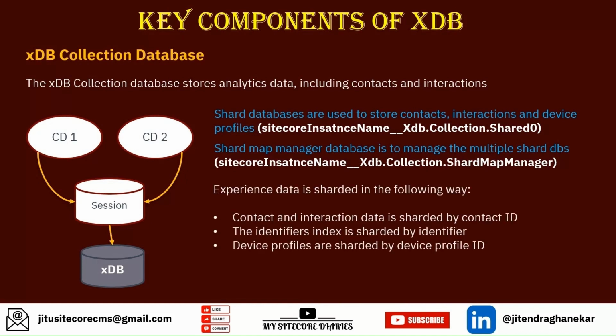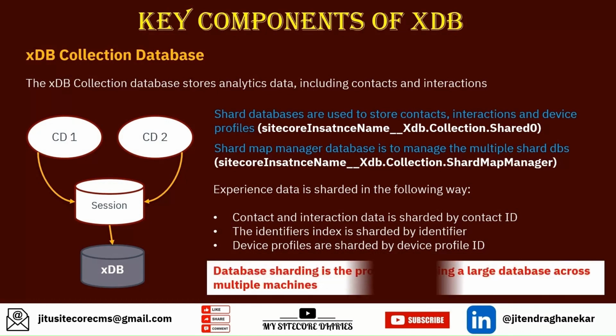Experience data is sharded in the following ways. How does the sharding happen in the experience data? First, the contact and interaction data is sharded by the contact ID. The identifier indexes are sharded by the identifier. Device profiles are sharded by the device profile ID.